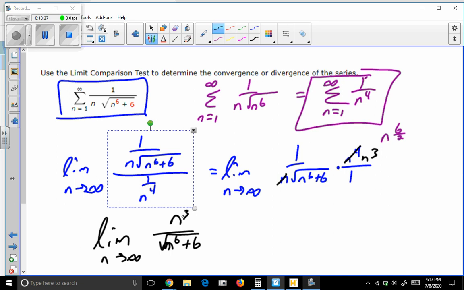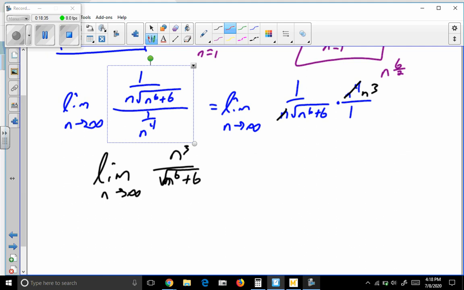We could do this one several ways. If we just do direct substitution, this is going to be indeterminate. We're going to get infinity on top, infinity on the bottom. And we could use L'Hopital's rule. We could take the derivative of the top, the derivative of the bottom, but that's going to perhaps go on for a little while.